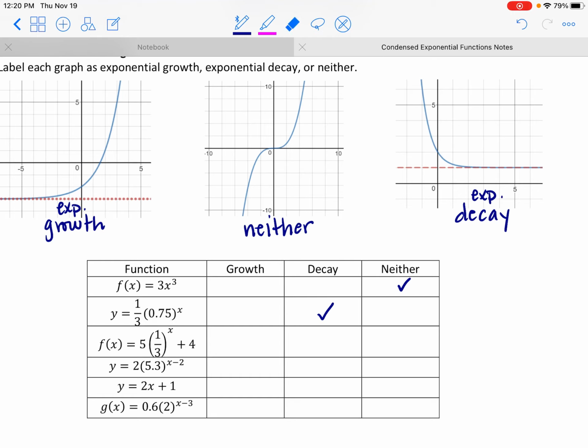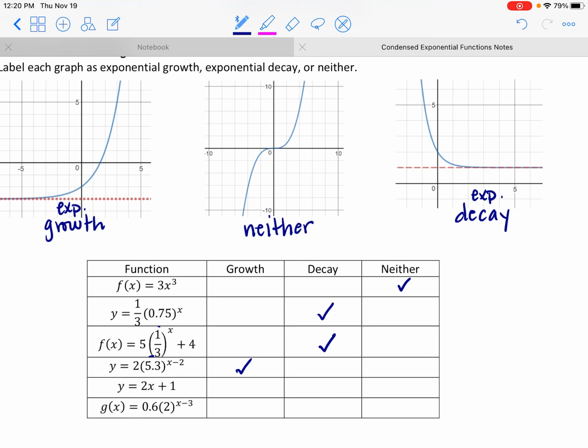And then the next one, again, exponential. We've got a variable exponent here. 1/3 means we're only going to have 1/3 of our number every time we multiply down or input the next x value. The y value gets cut by a third. So again, that's going to be exponential decay. The next one is, again, exponential, because we've got the variable exponent. This base is bigger than 1. We're going to have 5.3 times our number every time we move. So that's going to be exponential growth.